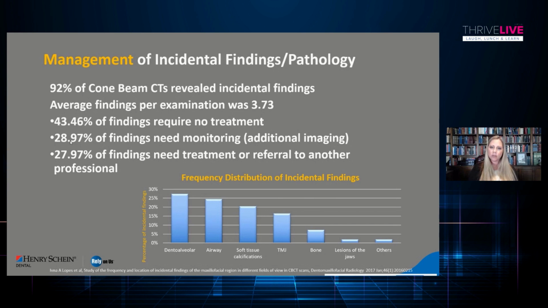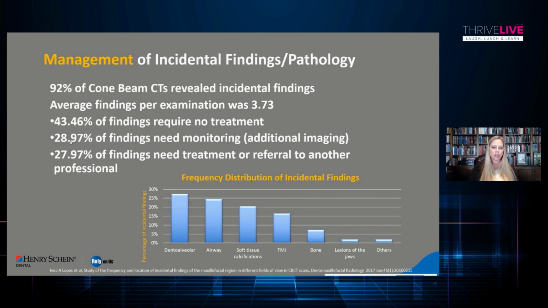But some things do need monitoring. So about 29% of the things we find are going to need monitoring or additional imaging, which means we're going to reevaluate this perhaps at a different time, or we're going to say we have hard tissue imaging with cone beam CT, maybe we want soft tissue imaging. So maybe we want to have an MRI. About 28% of findings will need additional treatment or referral to another specialist.